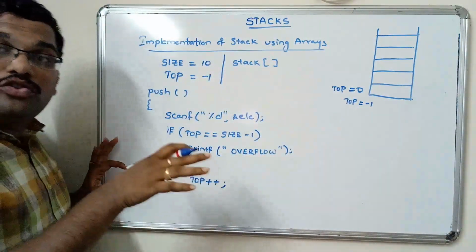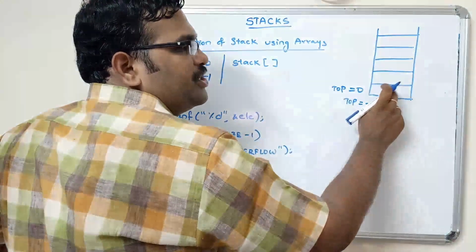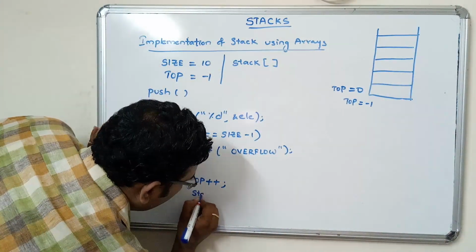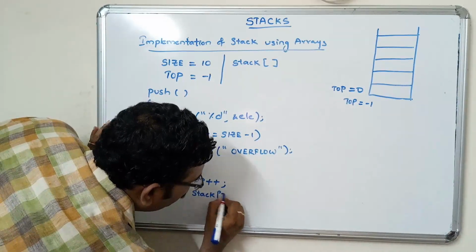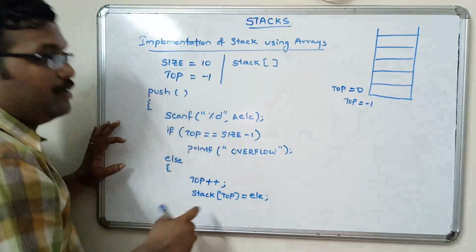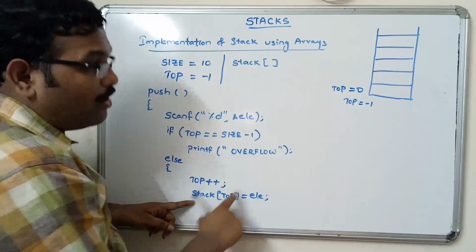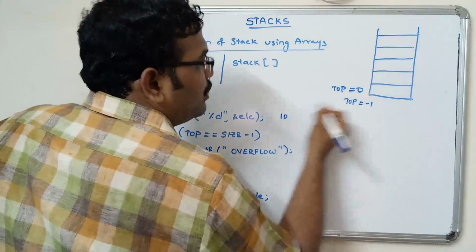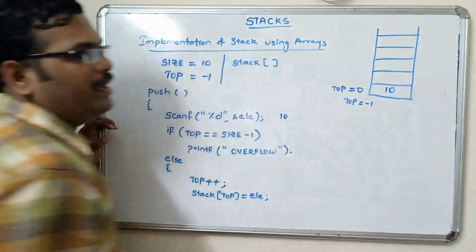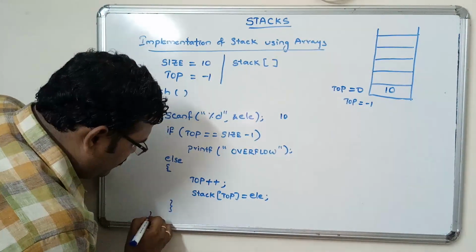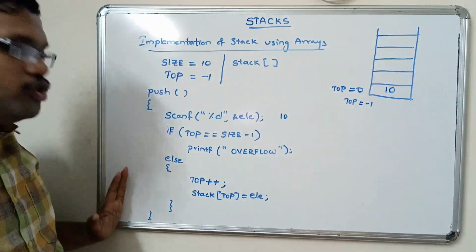Now we need to store the element in this position. So stack of top is equal to element. Stack of top, that means stack of 0 is equal to element. So let it be 10. The 10 will be inserted here. Right? So close the braces. So this is a simple push operation.